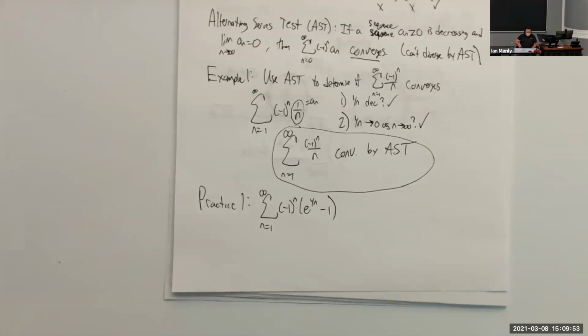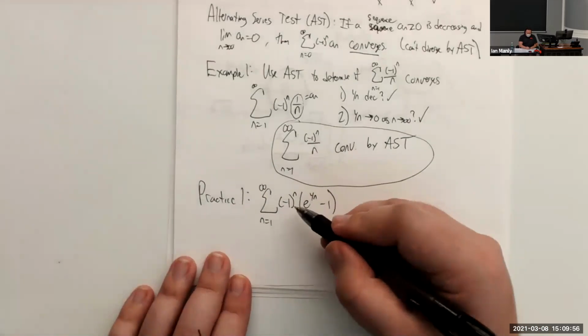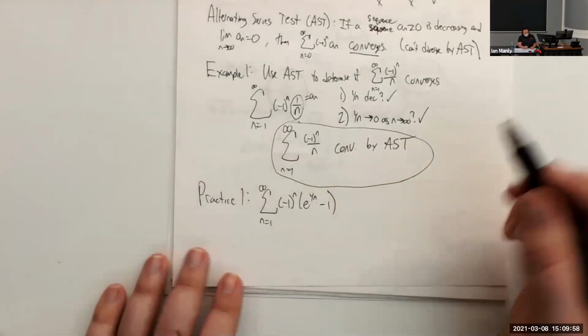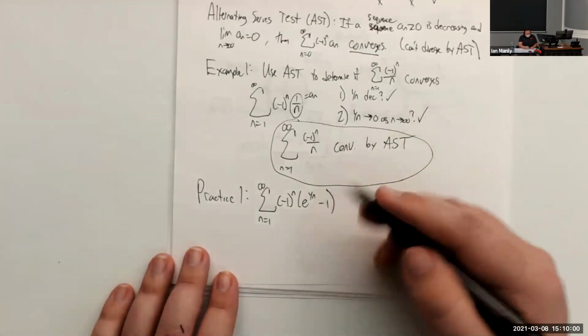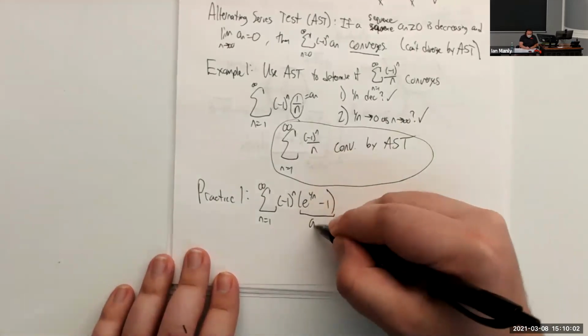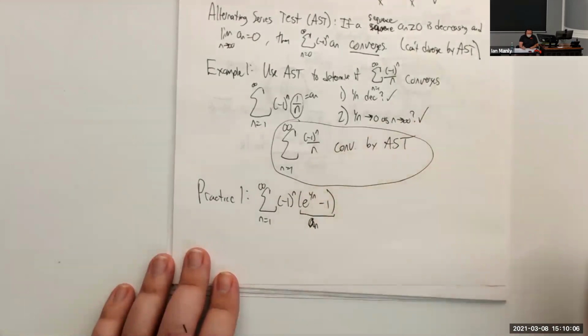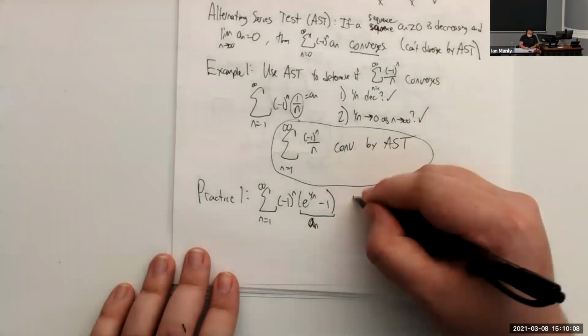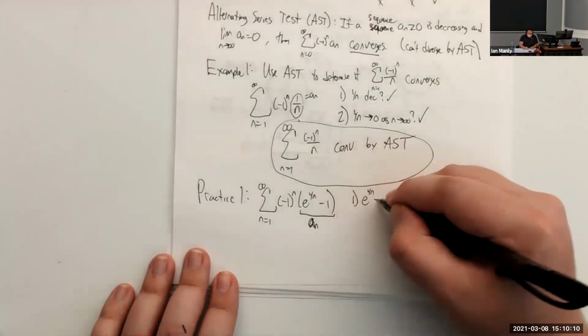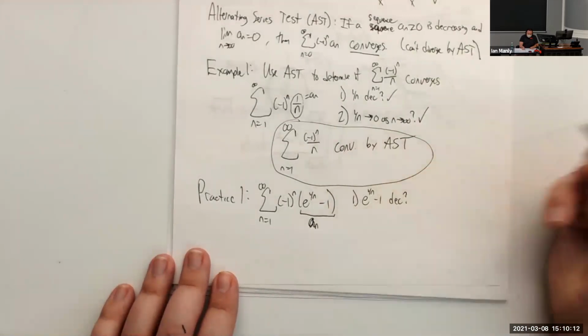All right, let's take a look at this guy. So this one is alternating as we have a negative 1 to the n. And then our a_n is going to be what's next to that: e to the 1 over n minus 1. All right, well, let's apply the alternating series test. So is e to the 1 over n minus 1 decreasing?